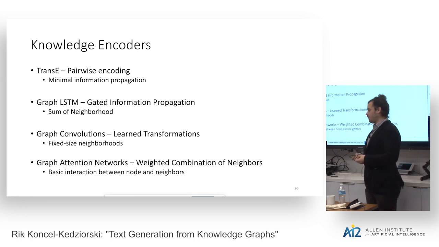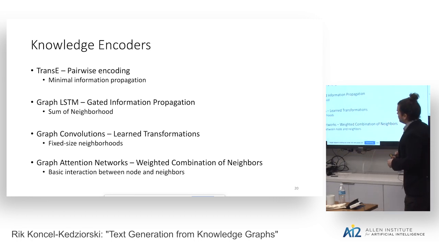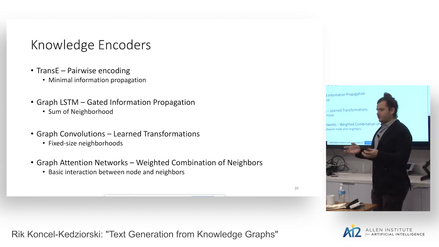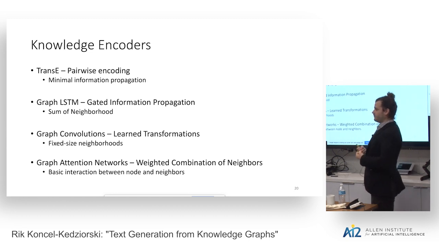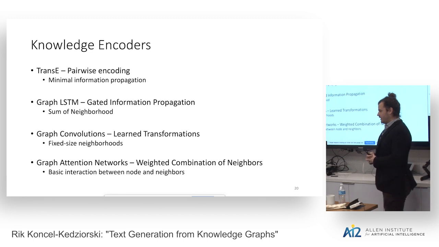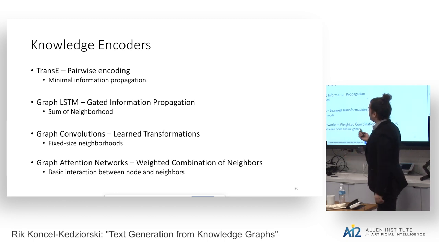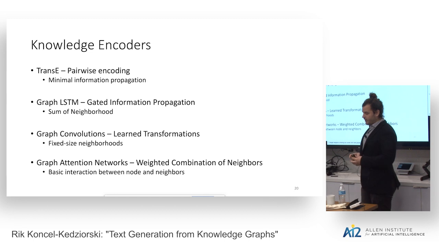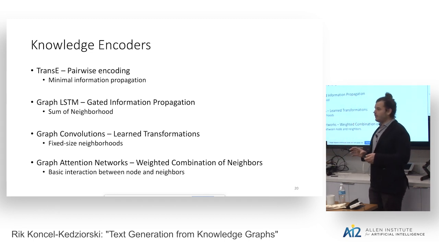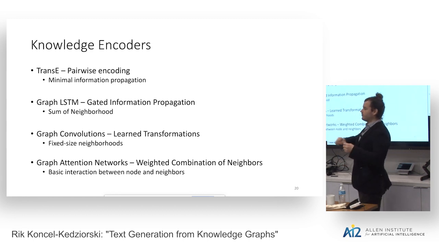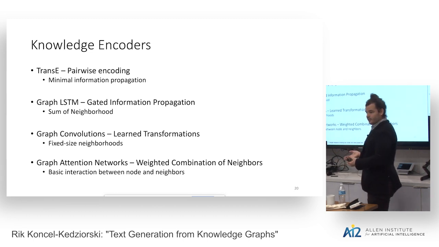So how can we encode knowledge? There's been a lot of work on this. Earlier work, TransE and others, treated the knowledge as a collection of triples or maybe even pairs of pieces of information, which are going to be combined by some function. The function might be the relation that obtains between them. These pairwise encodings are good, but they offer minimal information propagation. More recently, people have tried to look at how we can encode knowledge as a graph. Graph structured knowledge gives us the chance to propagate information across multiple relations, so from longer distances. And that seems to be helpful in some tasks.